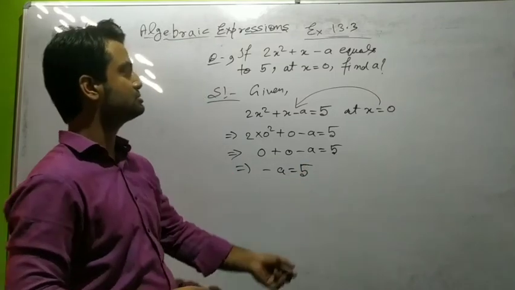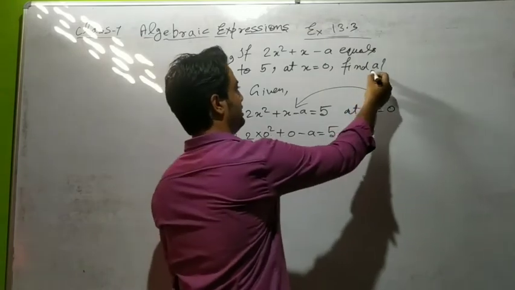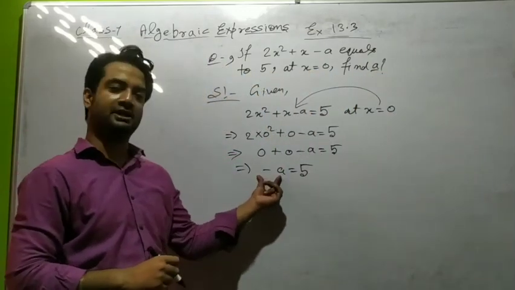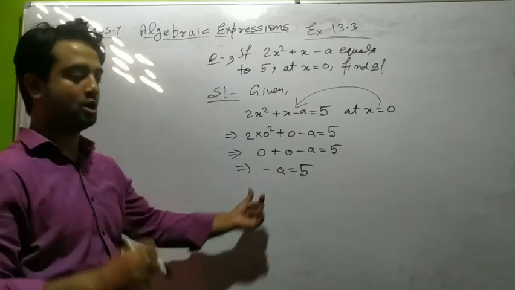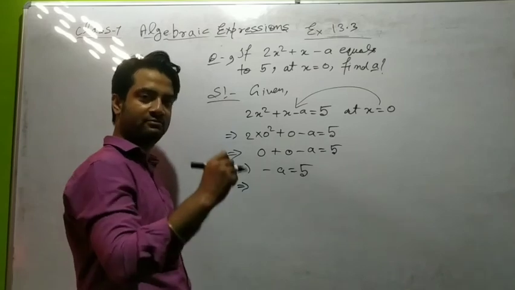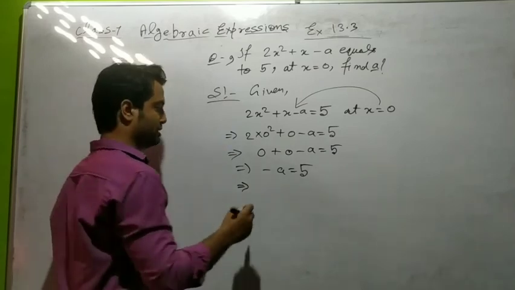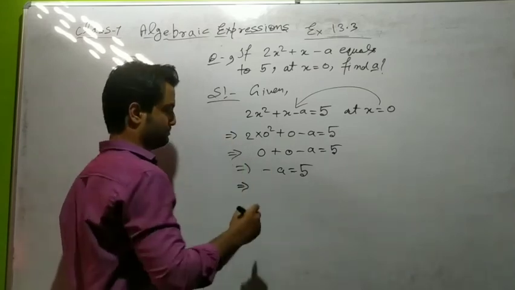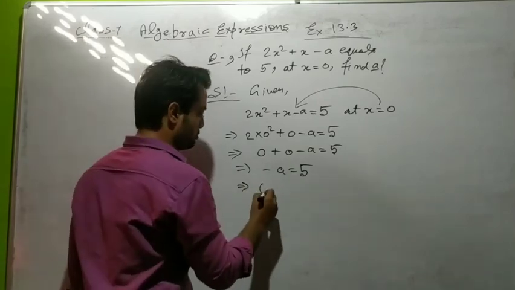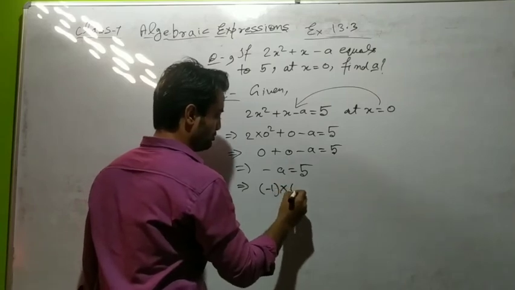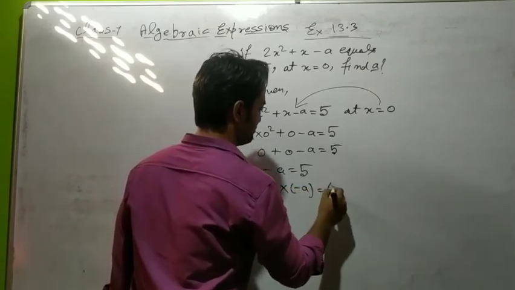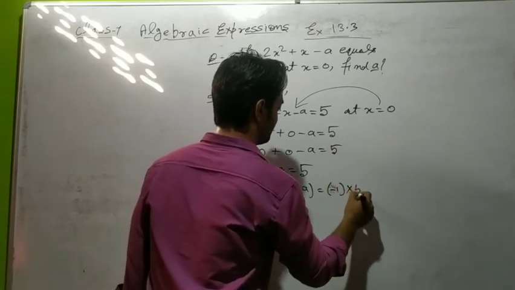Have we got the answer? No. Because the question is asking us to find the value of a. Here the a is positive and here the a is negative. So how do we do that? I will multiply both the sides by minus 1. So minus 1 into minus a equals minus 1 into 5.